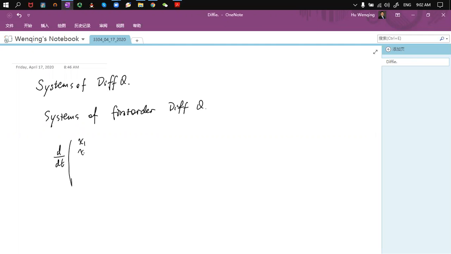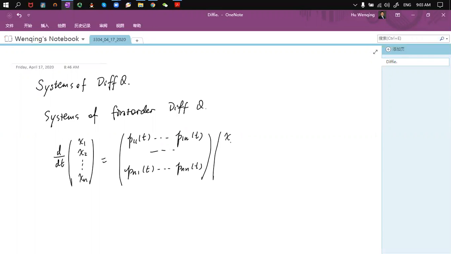dot dot dot, pn1 of t up to pnn of t, multiplied by x1, x2, xn, plus the right hand side g1 of t, gn of t. So it's kind of natural to consider such an equation.